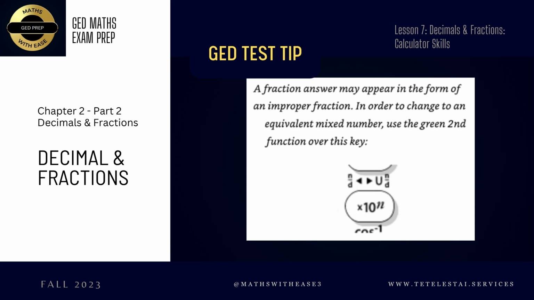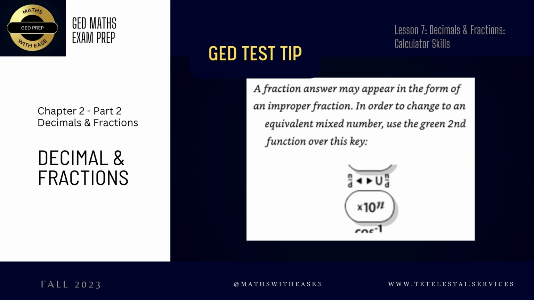And again, you would press the green second function key. So after you've entered your fraction, press the green second function key, and it would toggle over to the mixed number.